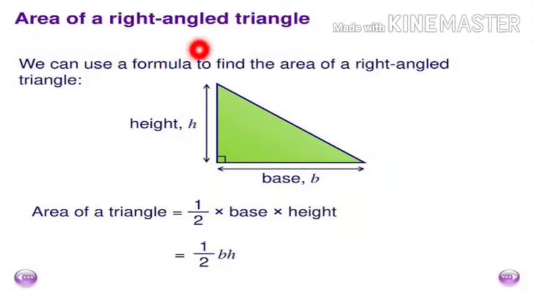Area of a right angled triangle. We can use a formula to find the area of a right angled triangle: 1 by 2 into base into height. Here B represents base and H represents height. To find the area of a triangle, we have to use this formula: 1 by 2 into base into height, that is 1 by 2 into BH.